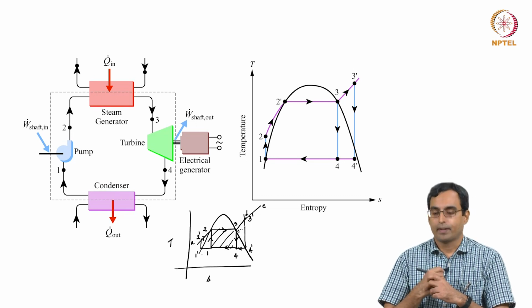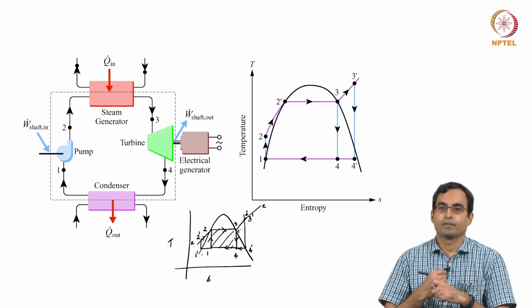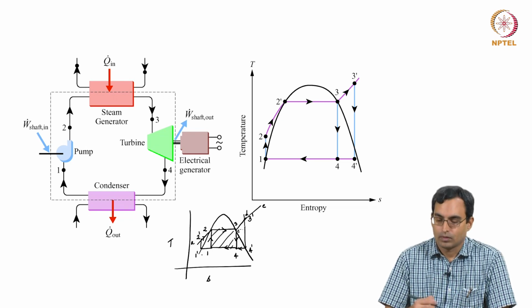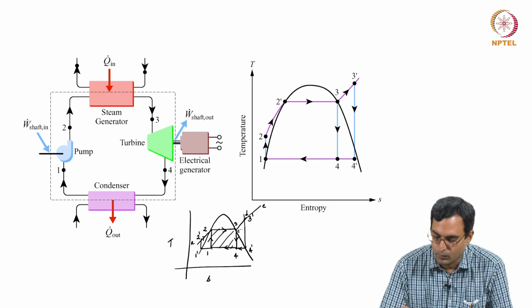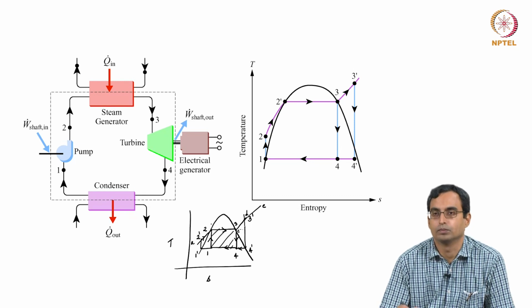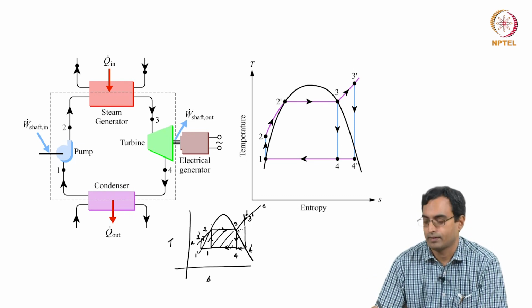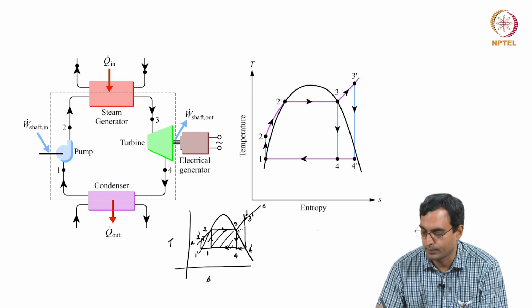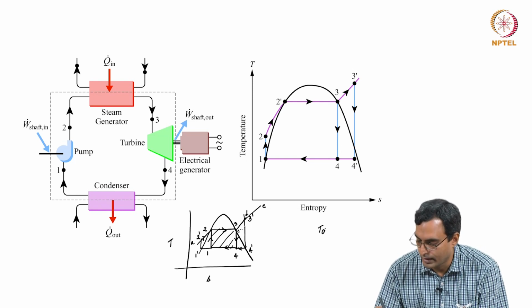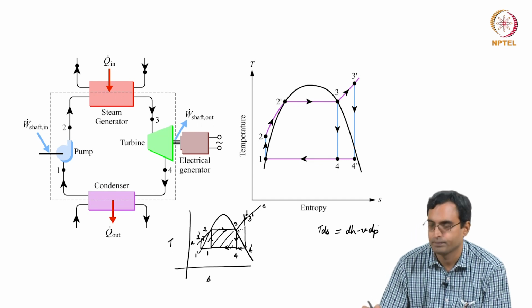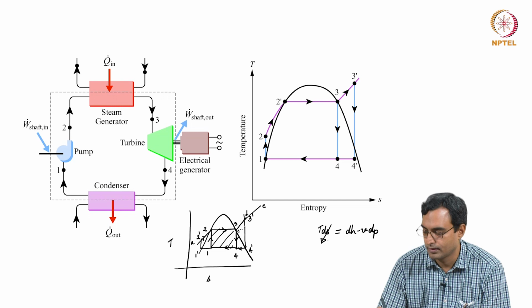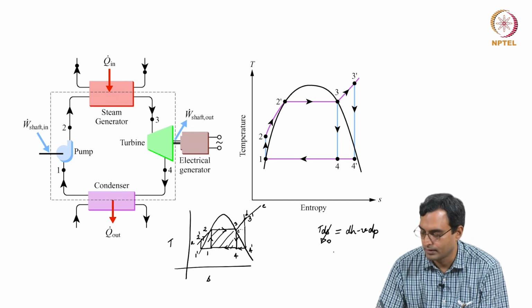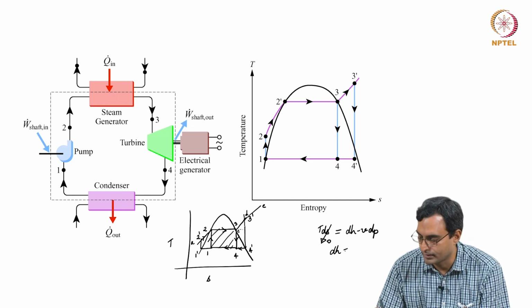When I was doing compression with gas, I need to do a lot more work in order to go from 1 to 2. So, if we discuss that if we were having an isentropic process, we had TdS is essentially dH minus VdP. If you have an isentropic process, this is 0, this is our Gibbs relation. So, we have dH is equal to VdP.